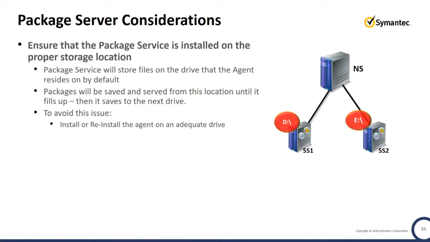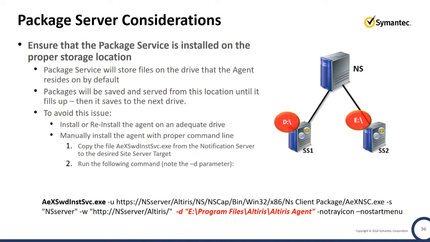If you already did it and you're worried about it, and you want to get it over to E, you can uninstall and reinstall the agent. It'll have the same GUID, everything will be in the database, but it'll be on the right drive you want it on. So how to do it? Here's a huge command line for you. Just focus on the red area, the drive. It's the drive switch, so -D. Tell it to go to E, program files, Altiris, or wherever you want to put it.